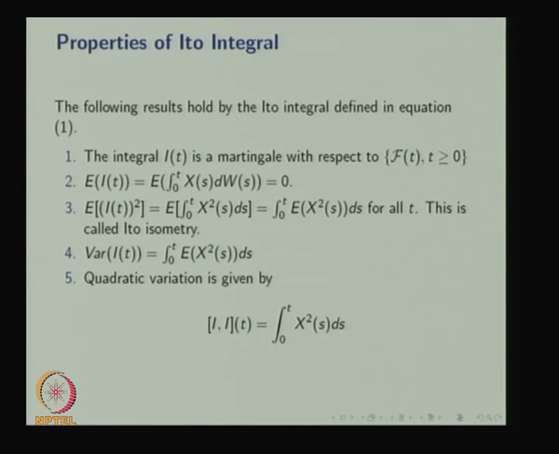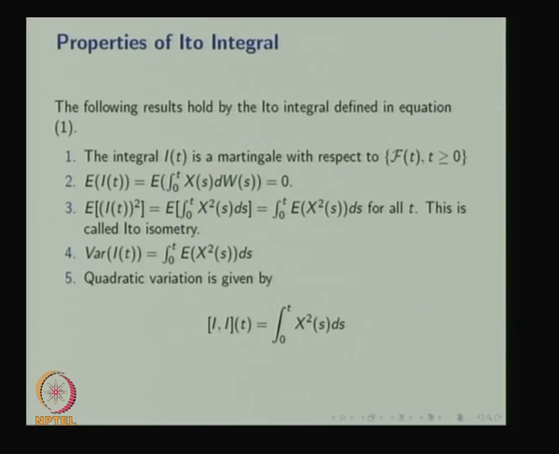Now based on properties number 2 and 3, you can conclude that the variance of I of t is nothing but integration 0 to t of expectation of X square s ds, because the expectation of I of t is equal to 0. Therefore, variance is expectation of I of t whole square minus expectation of I of t whole square, that is the same as integration 0 to t of expectation of X square s ds.